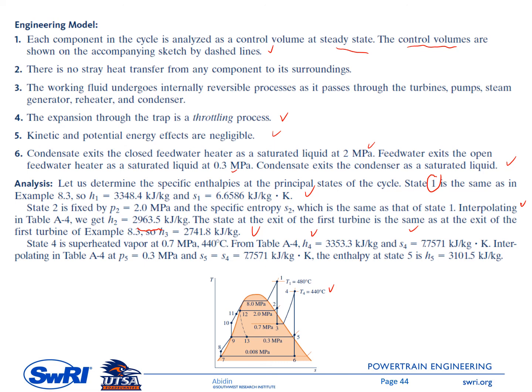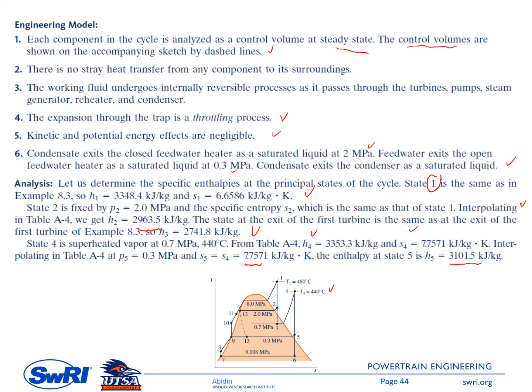And then we go to state number 5. Pressure is given, 0.3 megapascal or 3 bar, and S5 equals S4. In this case, you need to do an interpolation to get the enthalpy at state number 5. And lastly, on the right side of the process line, we have state number 6 here. S6 equals S4, and the pressure is also given, 0.08 bar.